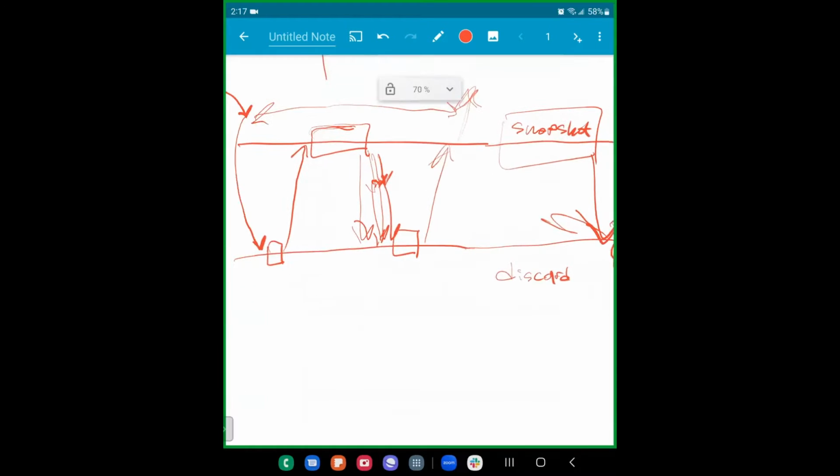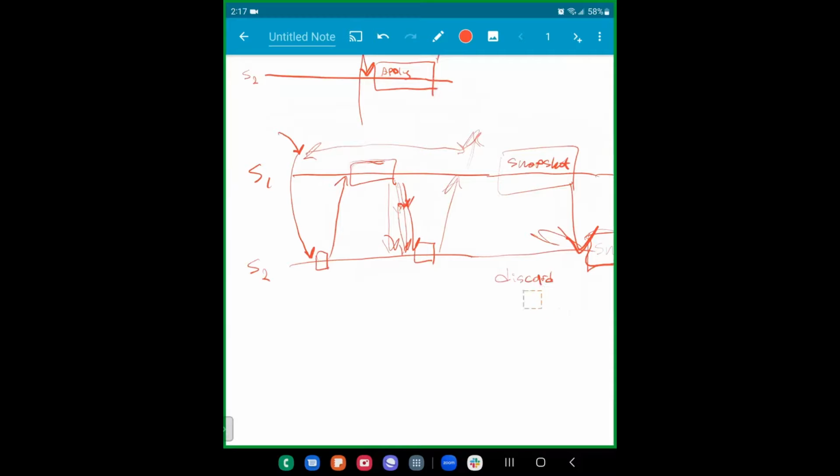So that's the solution at the very high view. It combines the snapshot solution and the primary backup solution together to provide lower latency and to avoid running the actual application on the machine S2 until you actually need it.